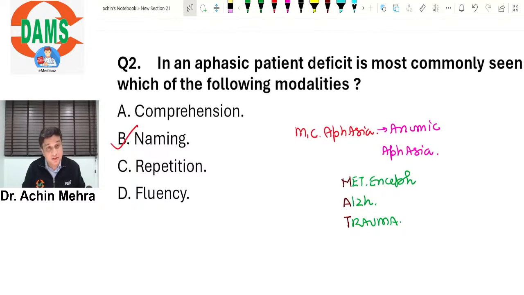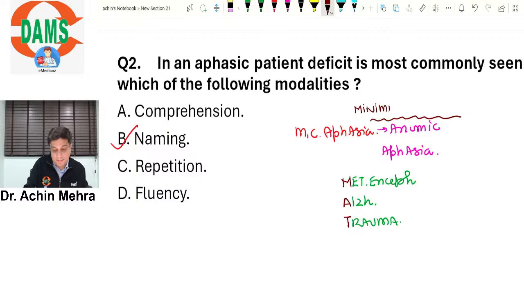Sometimes the book says that anomic aphasia is known as minimal dysfunction syndrome. So there is a dysfunction, but it's minimal. Why the word minimal? Because only for naming you have a problem. That's it. Right.